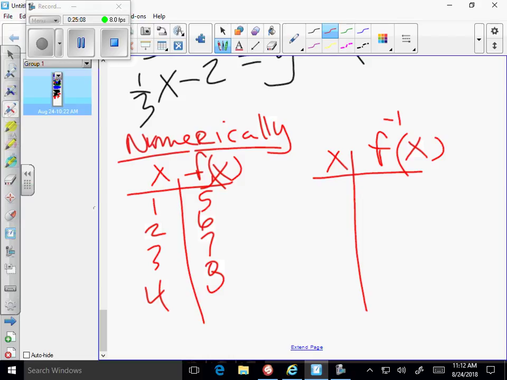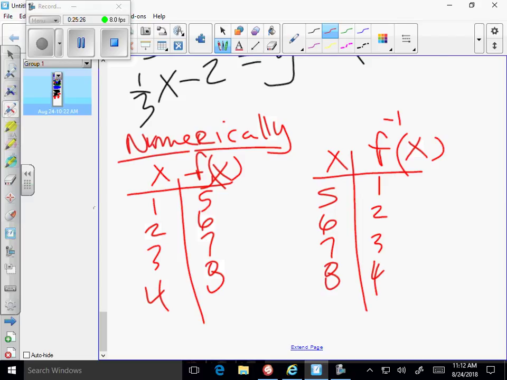Switch the inputs and outputs. 5, 6, 7, 8, 1, 2, 3, 4. All I have to do is switch the inputs and outputs. I said the second part would be the easy part of class, because all I'm doing is switching, switching, switching.